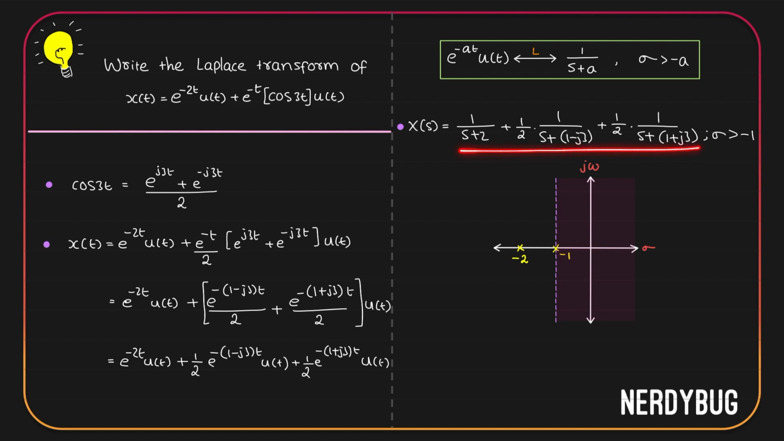We can add all of these to get the final expression of x of s. If you do that, you will get x of s is equal to 2s square plus 5s plus 12 divided by s plus 2 multiplied by s square plus 2s plus 10. And ROC is sigma greater than minus 1.